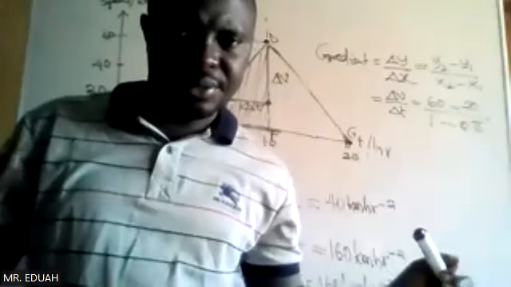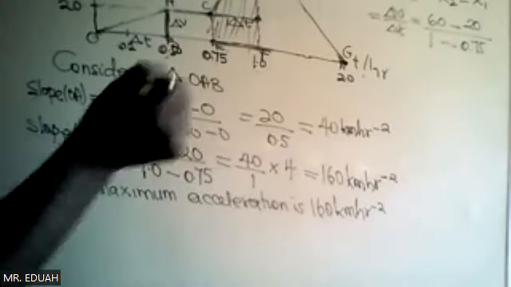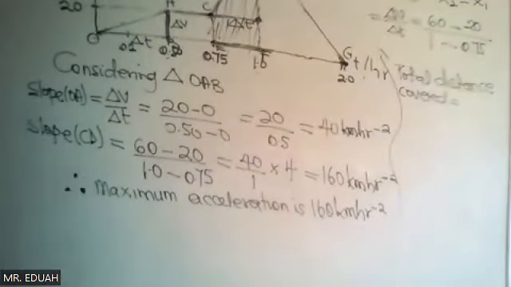Are you okay? Yes, please. So let's find the area involved here. This is the shape of a trapezium. So the total distance covered is equal to the area of the trapezium. And the area of a trapezium is half A plus B times H.